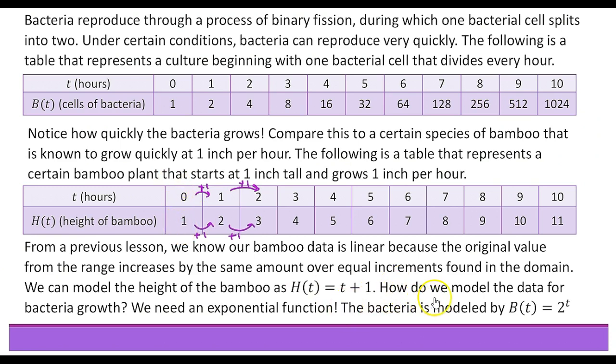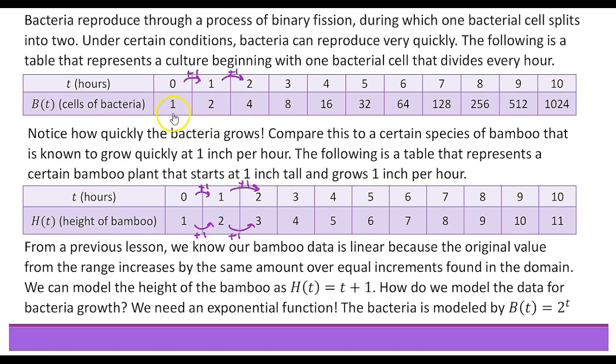Now the question is, how do we model the data for the bacteria growth? So if we go back and consider the data, well, over the domain, we still have equal increments. So I'm going up by 1 hour every time, so I'm going +1 hour, +1 hour. But the change in the actual count of the cells of bacteria isn't additive. So I'm not increasing by the same amount every time.